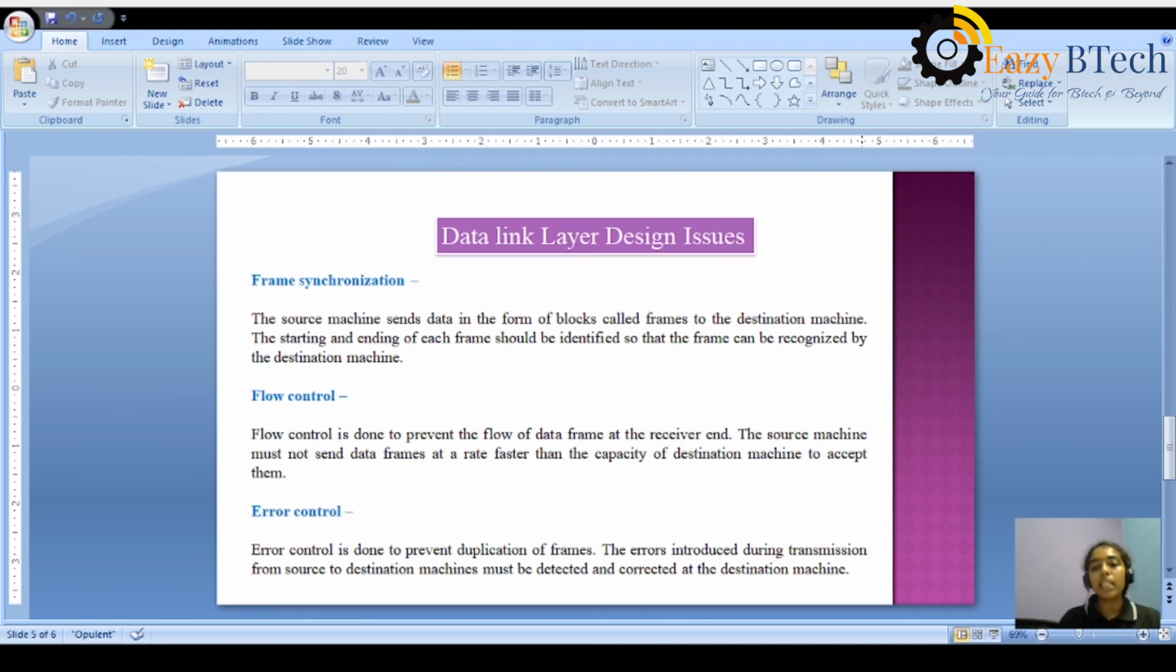Okay, so in this video we saw what is meant by the data link layer, what parts we have in the data link layer, and what the different design issues are that the data link layer performs in the network.